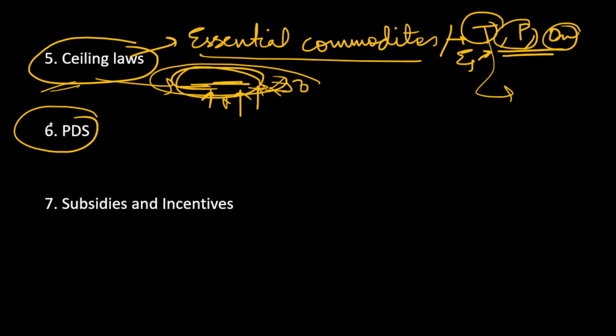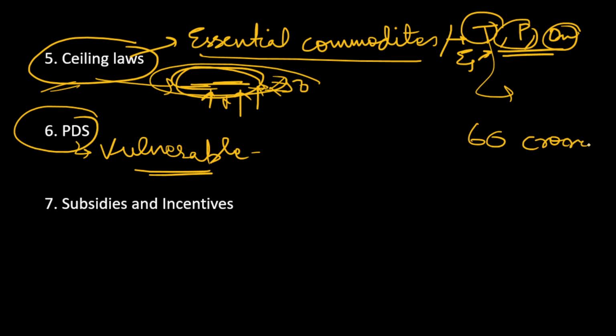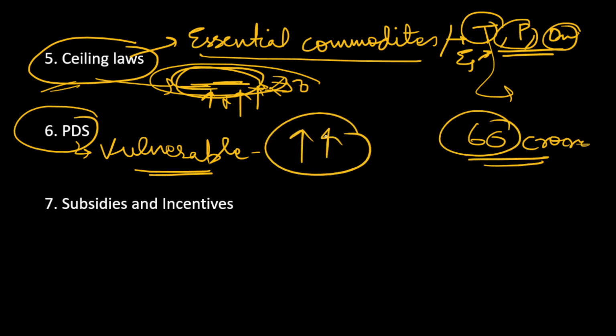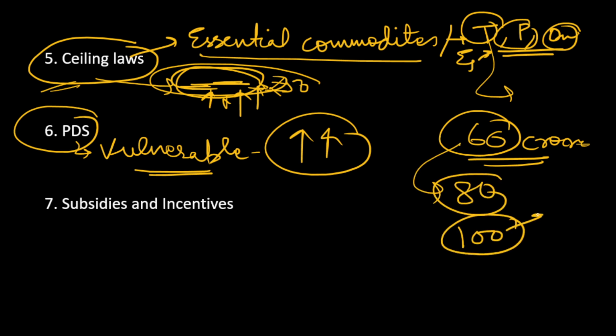We have the public distribution system, that is, to distribute food grains to the needy, the vulnerable population. Many times there is a good amount of price rise. Suppose currently 60 crore people are getting the benefit of PDS, but suddenly we have a high rise in food prices and most people are not able to afford it. Then the government can increase this number to 80 crore, then to 100 crore, so that all get the food grains and the prices are maintained.